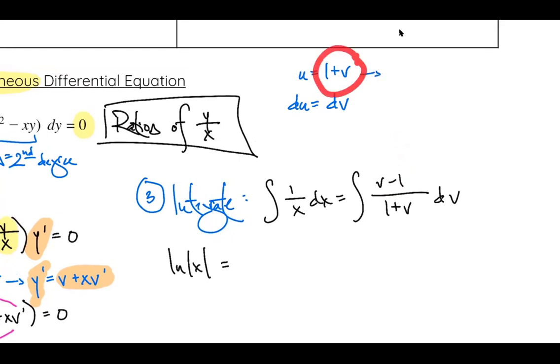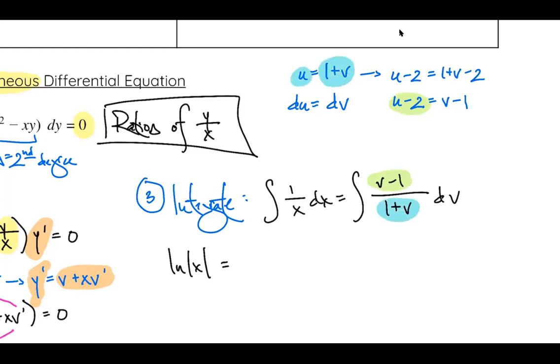So if I want to turn 1 plus v into v minus 1, I could do that by subtracting 2, right? 1 plus v minus 2 gives me v minus 1. But if I subtract 2 from one side, I'll have to subtract 2 from the other side. So I could do u minus 2. So u minus 2 equals 1 plus v minus 2, right? So that same idea from like elementary or middle school, that if I do something to one side, I have to do it to the other side to keep things balanced, right? So if I go ahead and subtract 2, and then I simplify, u minus 2 equals v minus 1, that allows me to go ahead and put u minus 2 in for the v minus 1. And everywhere I see a 1 plus v, I can put a u.